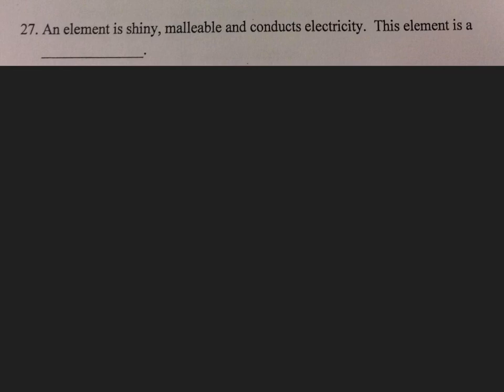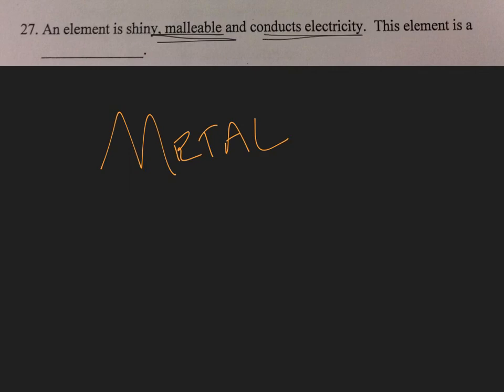If an element is shiny, malleable, and conducts electricity, it is likely to be a metal. Okay, those are the properties of the elements we call metals. They tend to be shiny solids at room temperature. They are malleable, which means they're flexible, and they are good conductors of both heat and electricity. So those are all properties of what we call the metals.